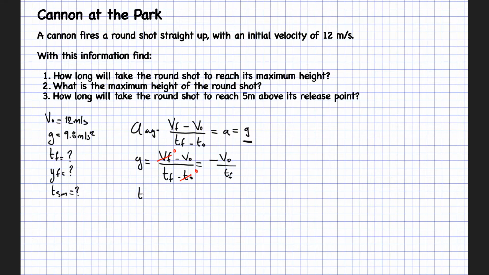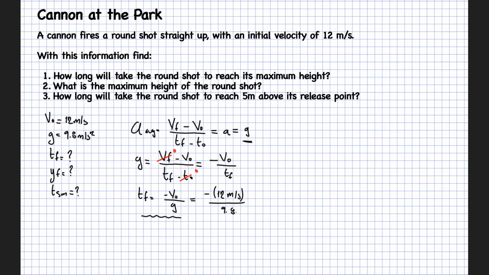previous analysis, we know that when the round shot reaches its maximum height, its velocity is 0. Also, we can make initial time 0 because that's when we start the clock. Thus, we have that the acceleration is negative initial velocity divided by final time. If we solve this equation for final time, we have that final time is negative initial velocity divided by the acceleration, which is g.